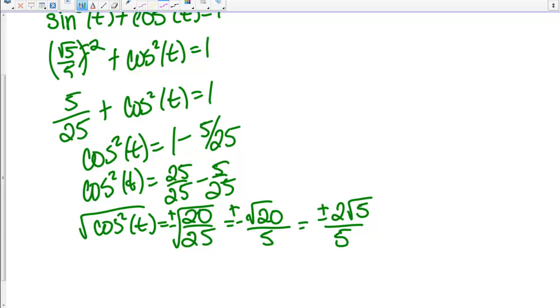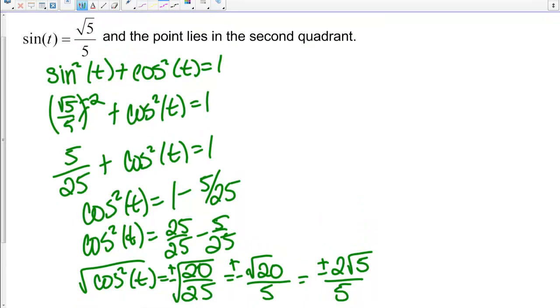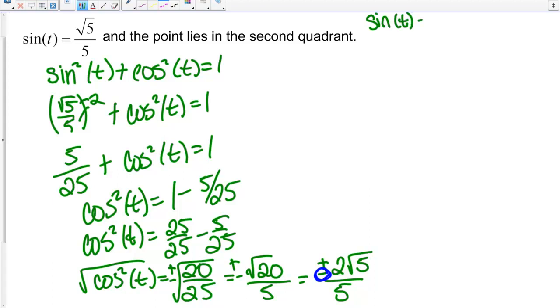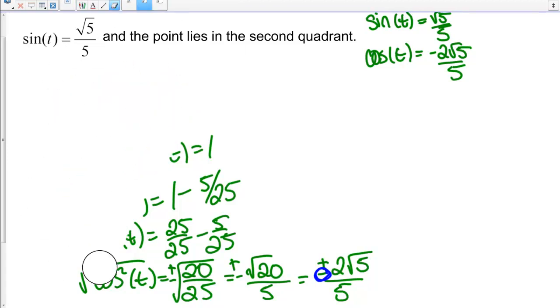All right, now, is this plus or minus? So if we're in the second quadrant, and cosine is our x value, so we are negative. So now we know that sine of t is square root of 5 over 5. We know that cosine of t is negative 2 square root of 5 over 5. And now let's find tangent.